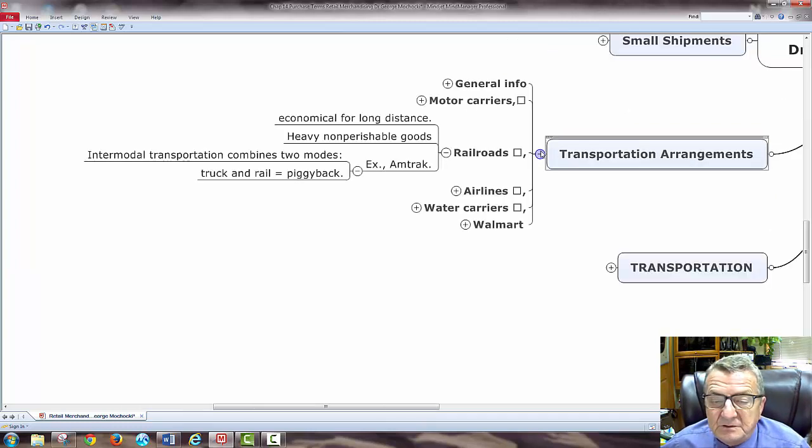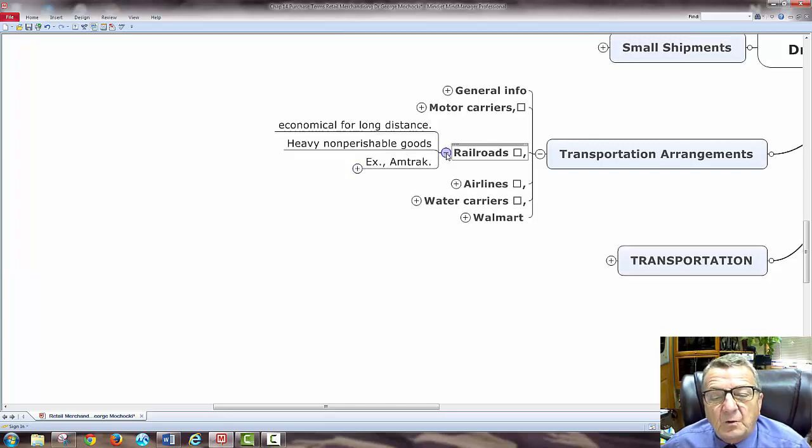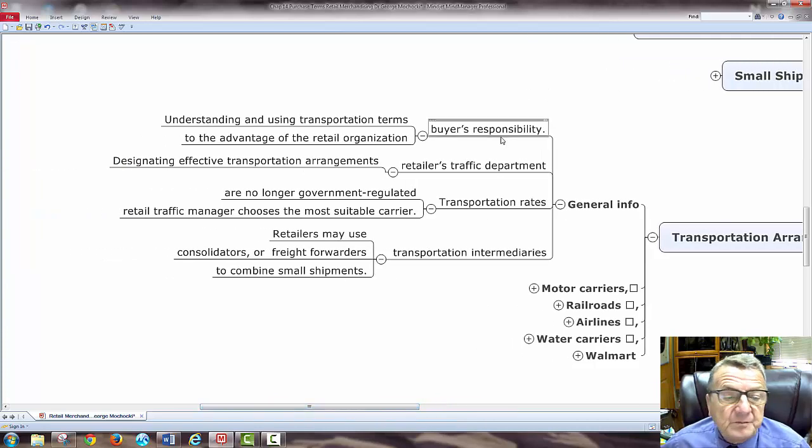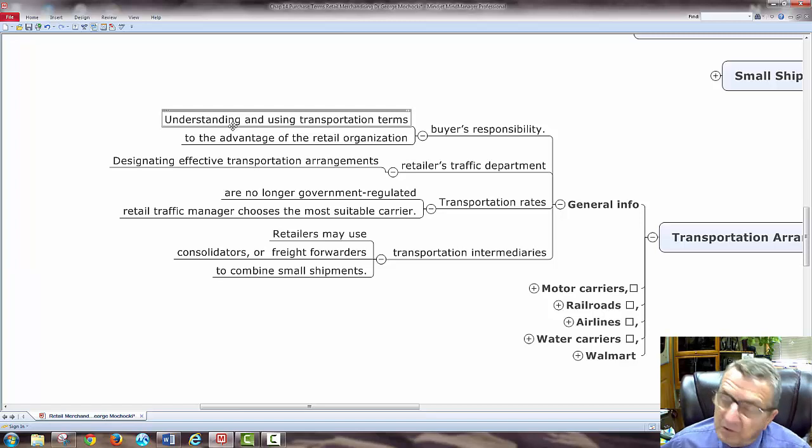Okay, transportation arrangements. Here's the general transportation. If I'm looking at general, I'll go real quickly. General information. Okay, here's where we're at. Buyer's responsibility: understanding and using transportation terms. You have to know those terms. When do I buy? When it's delivered, all that.